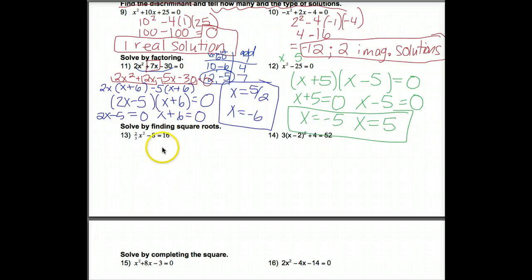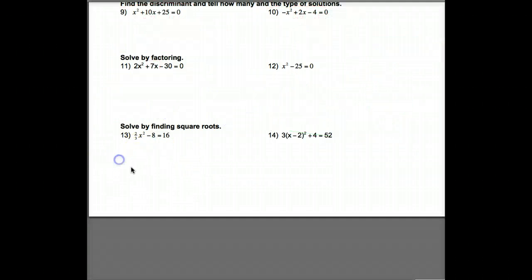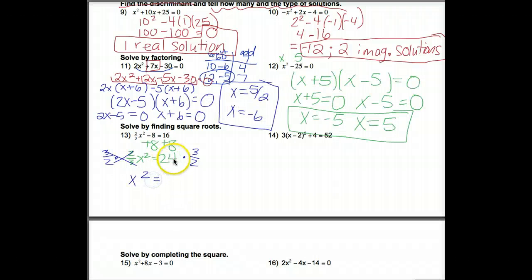13 and 14, solve by finding square roots. The key here, guys, remember, is you cannot take square roots until the squared term is alone. So on number 13, first I have to add the 8. So that gives me 2/3 x squared equals 24. Then, still x squared is not alone. I have to get rid of this 2/3 by multiplying by the reciprocal. So multiply both sides by 3/2. So those cancel. X squared equals 24 times 3/2 is 36.